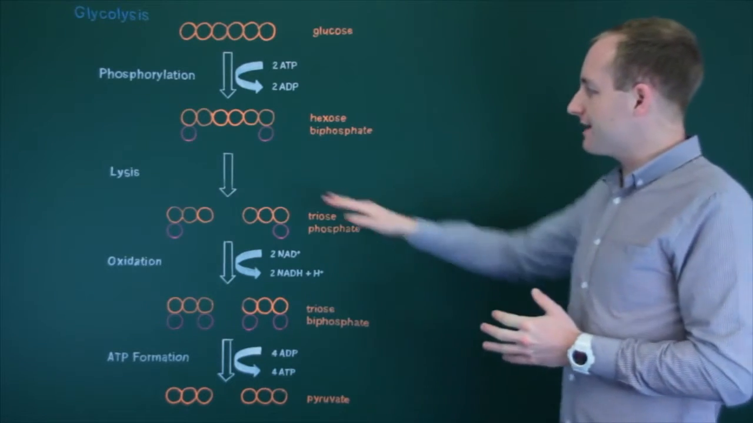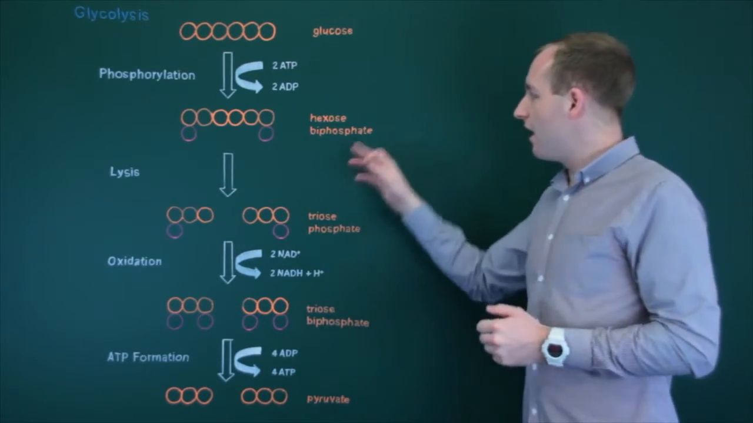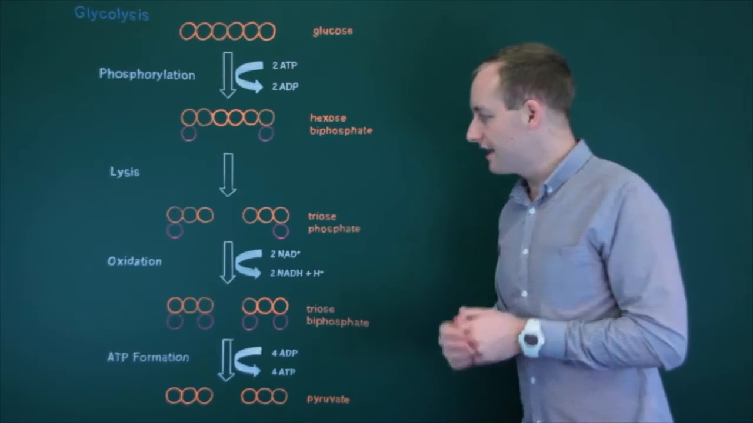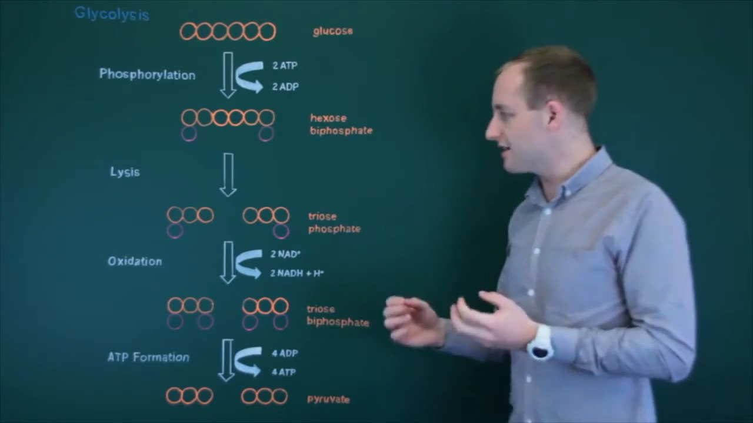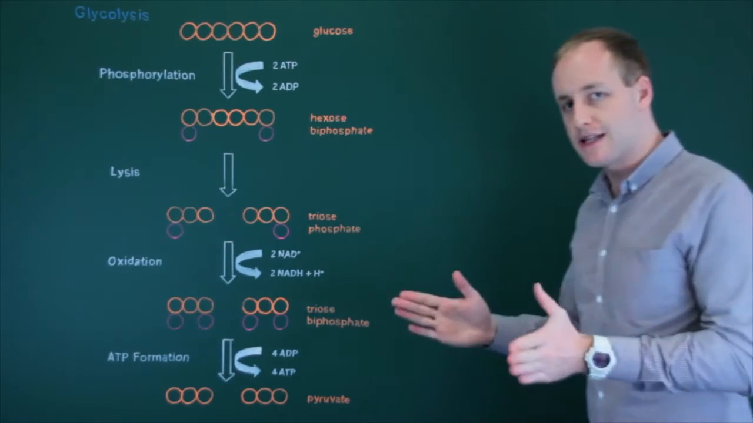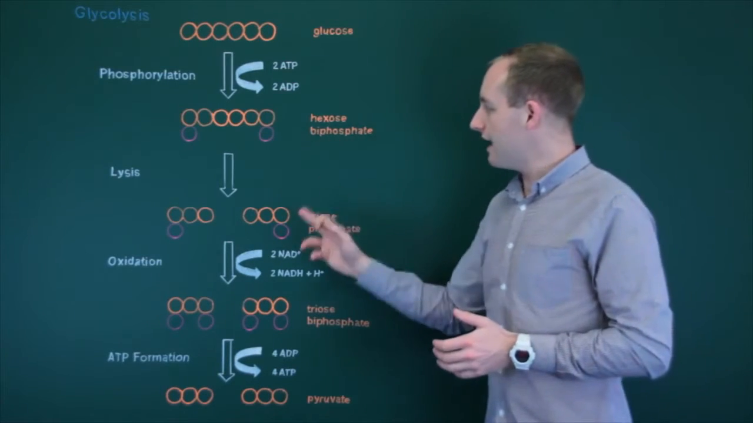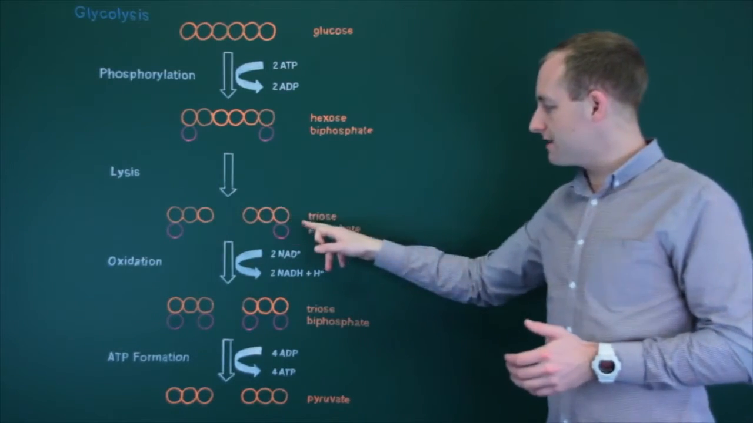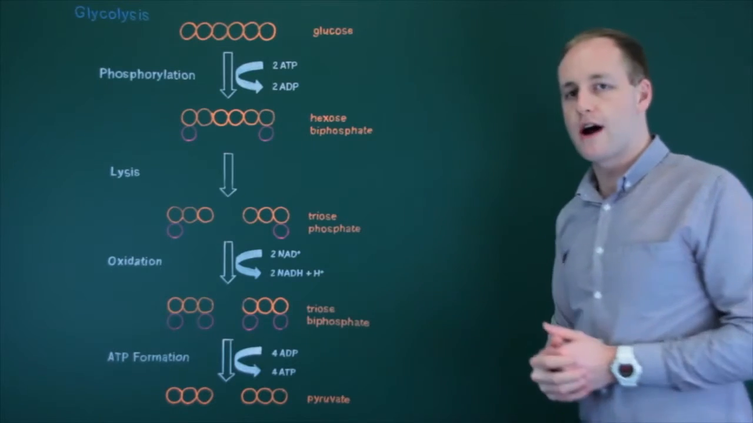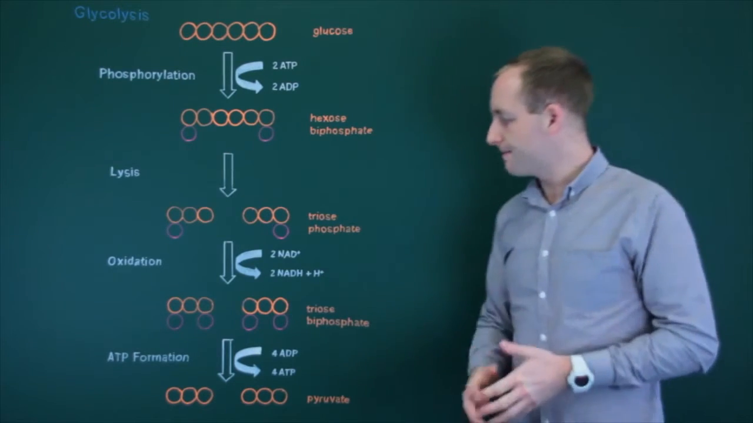The next step is lysis. So this is when our hexose biphosphate is split in 2, because that's what lysis means. It means splitting of a molecule. So our hexose biphosphate has been split and it's formed 2 triose phosphate molecules.